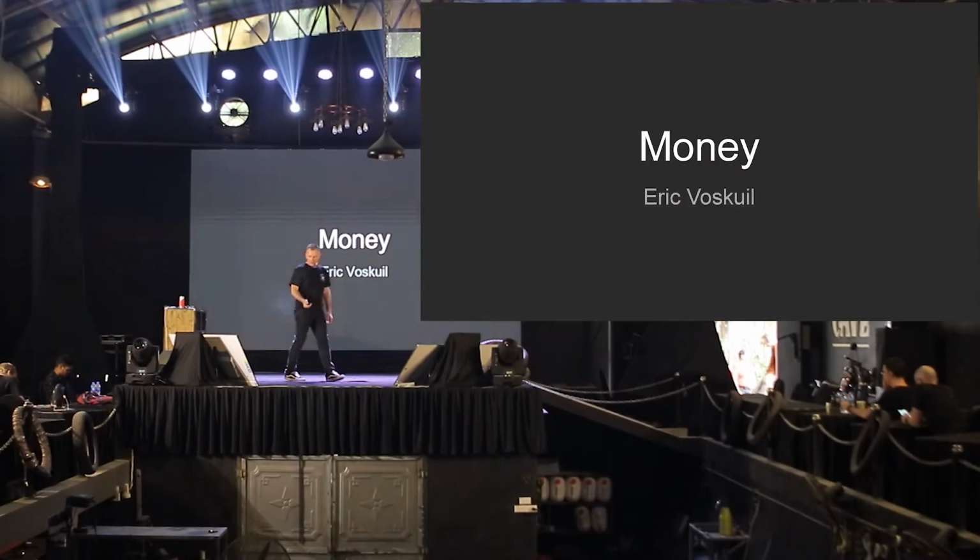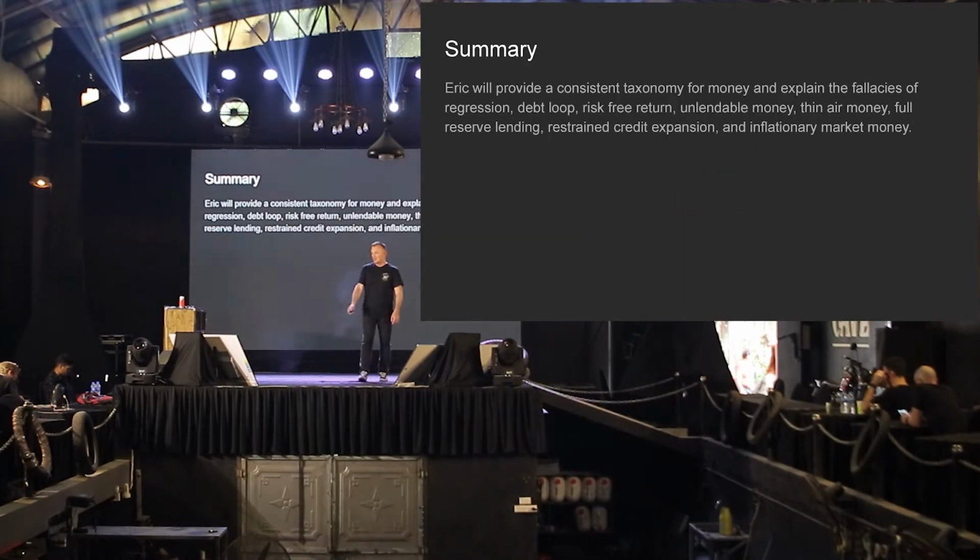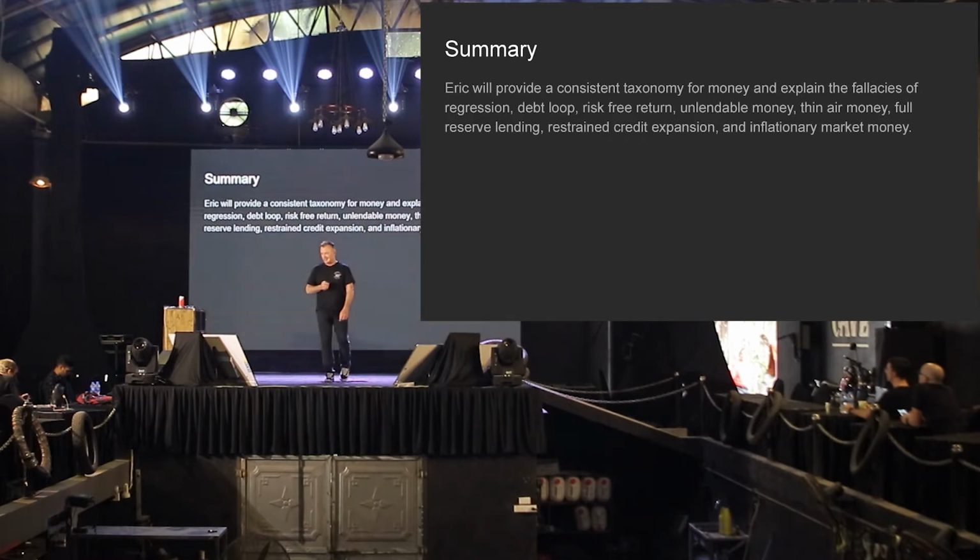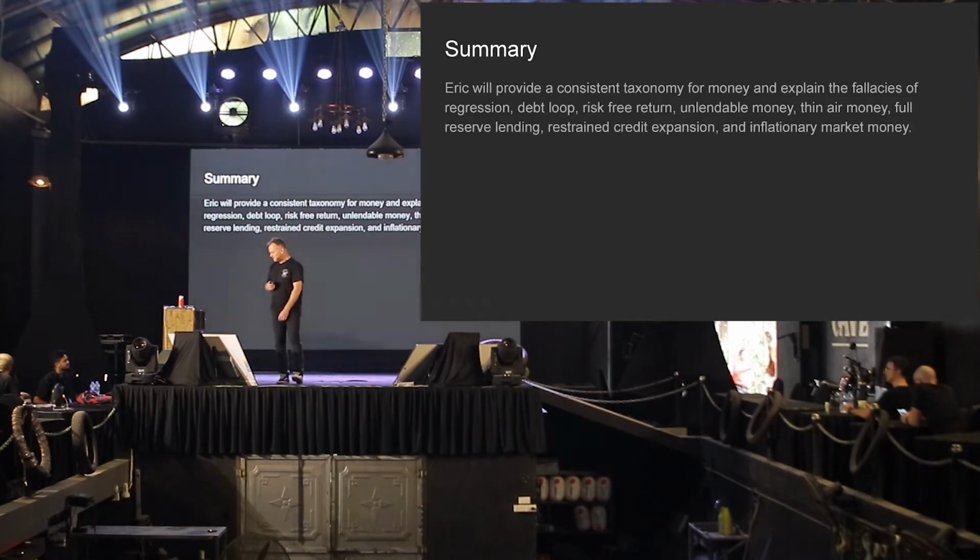Money. I will provide a consistent taxonomy for money and explain the fallacies of regression, debt loop, risk-free return, unlendable money, thinner money, full reserve lending, restrained credit expansion, inflationary, market money, in 35 minutes.